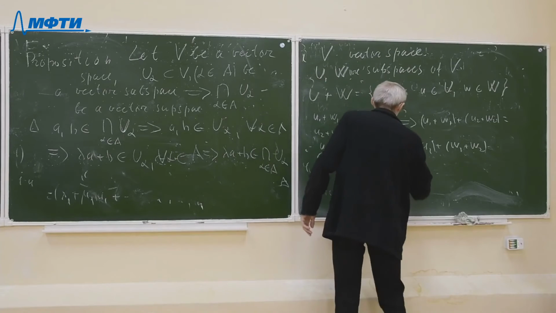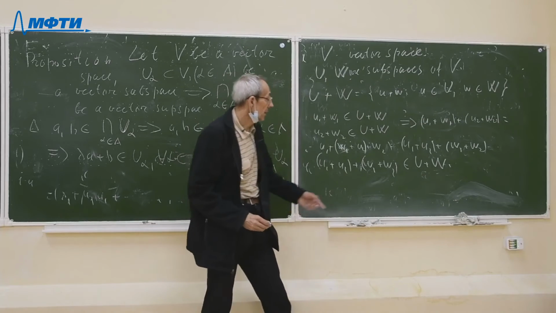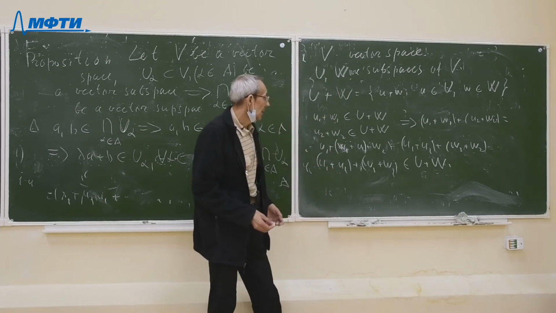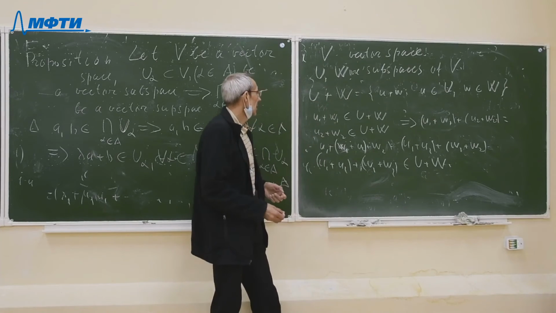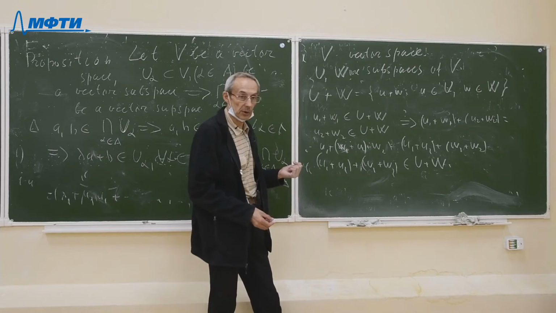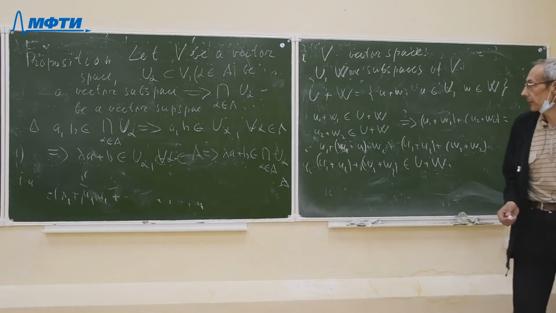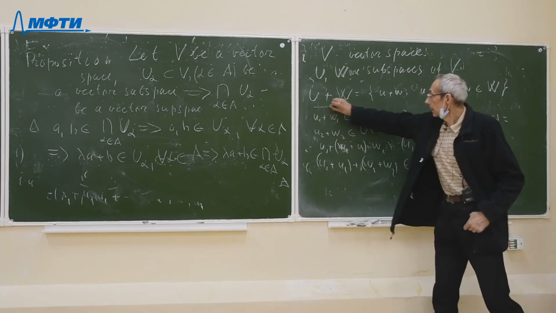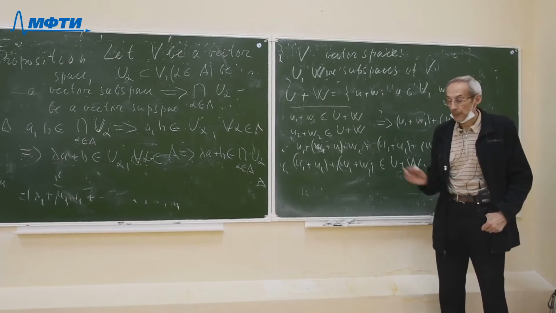And we obtain that the sum belongs to the sum of the vector spaces. It means that this set is closed relative to the addition operation. And in the same way, we can check closedness relative to scalar multiplication. And we obtain that this sum is a vector subspace.